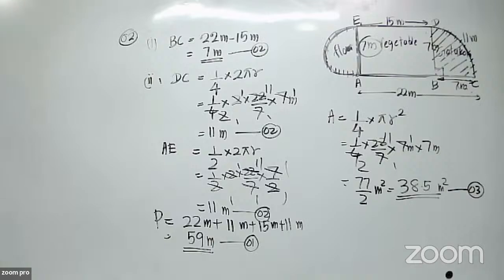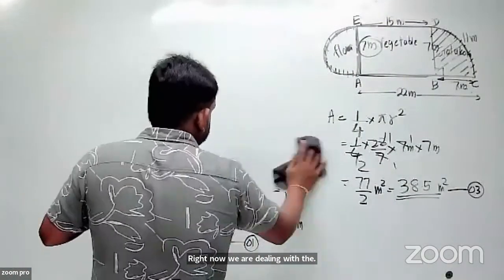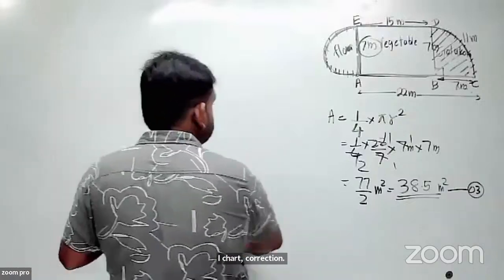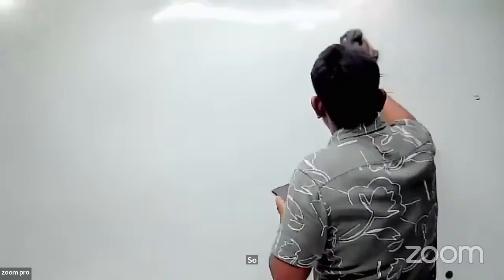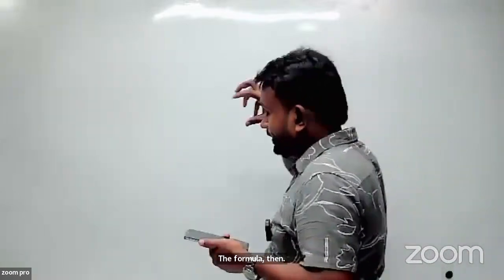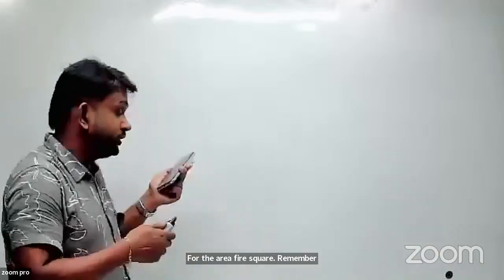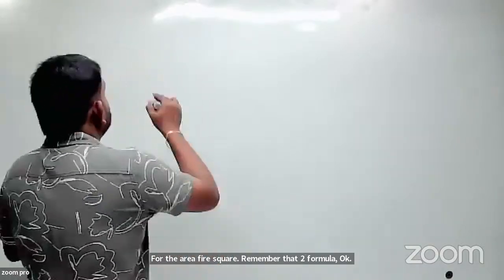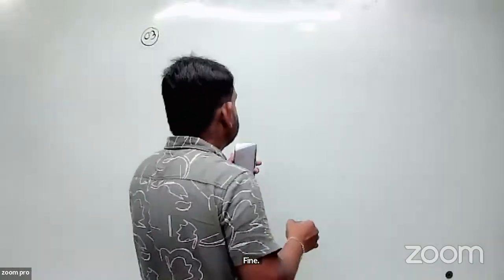Right, now we are dealing with the pie chart question. Third one. So remember, for the arc length 2πr, the formula. Then for the area πr². Remember that formula. Okay, fine. Now the third question.